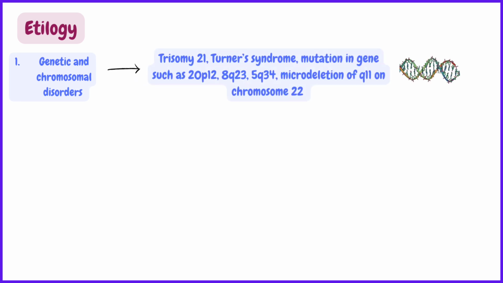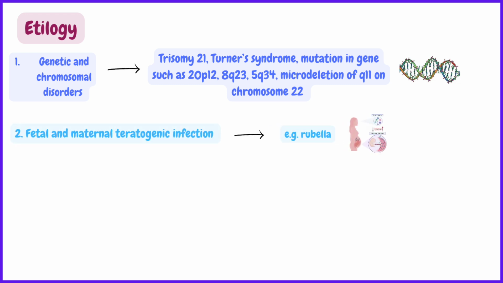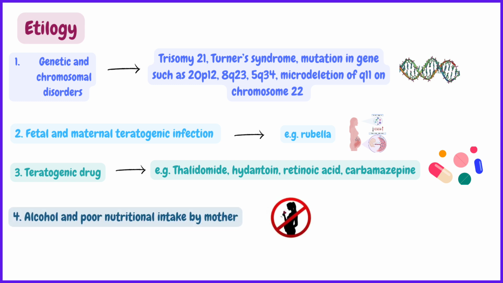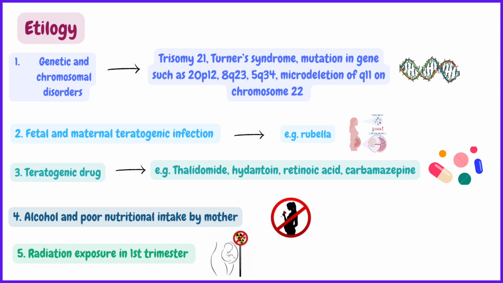Right ventricular hypertrophy is thickening of the muscular walls of the right ventricle in response to pressure overload in the right ventricle. Etiology of Tetralogy of Fallot is mostly genetic and chromosomal disorders like trisomy 21, Turner's syndrome, mutation in genes such as 20p12, 8q23, 5q34, microdeletion of q11 on chromosome 22. It can also be due to fetal and maternal teratogenic infections like rubella. Teratogenic drugs like thalidomide, hydantoin, retinoic acid, carbamazepine, etc. can also lead to Tetralogy of Fallot. Alcohol and poor nutritional intake by the mother during pregnancy, and radiation exposure during the first trimester, also increase chances of TOF.